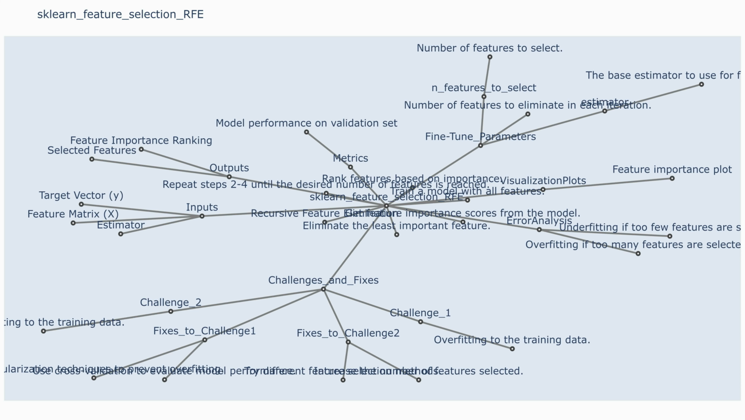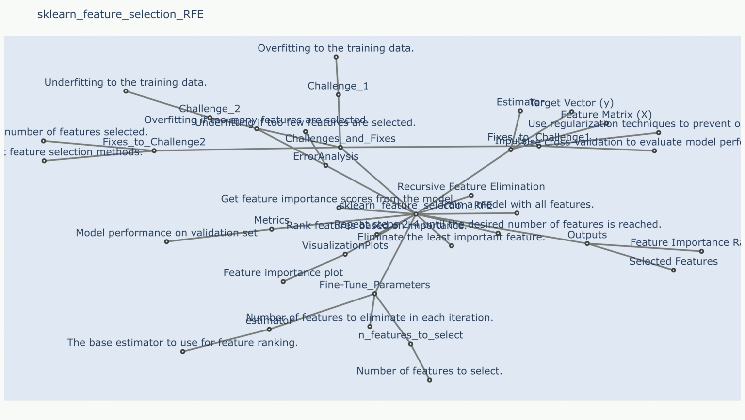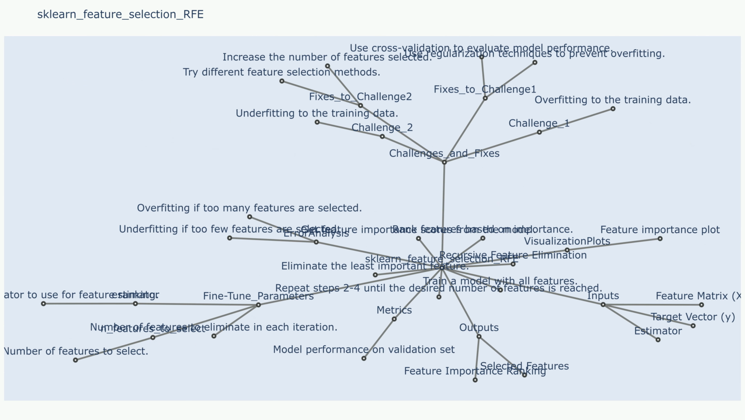sklearn.feature_selection.RFE. Description. Recursive feature elimination (RFE) is a feature selection technique that works by recursively removing features and building a model on the remaining features. The goal is to identify the optimal set of features that minimize the model's error on a given dataset. Inputs.